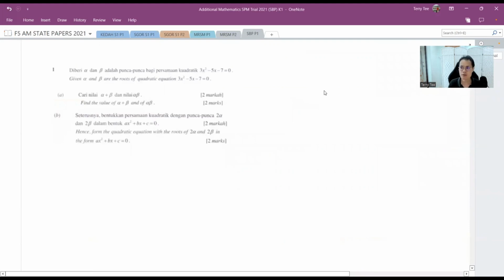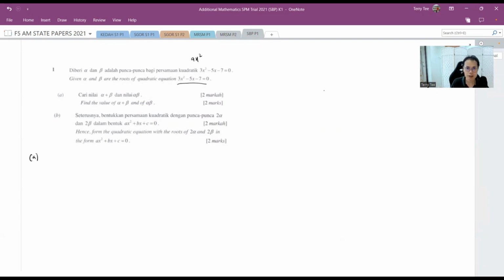Okay, the first question is for Form 4, Chapter 2, Quadratic Function. So here we're supposed to find the value of alpha plus beta. You're given a quadratic equation in the form of 3x squared minus 5x minus 7. You're supposed to find the value of alpha plus beta and alpha beta. So here we know we have to use the relationship between alpha, beta, and a, b, c.